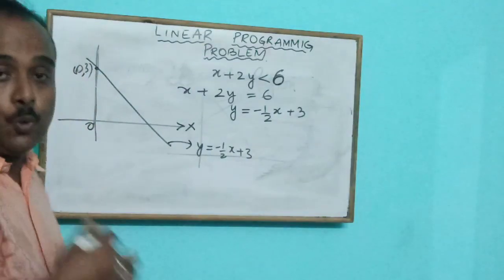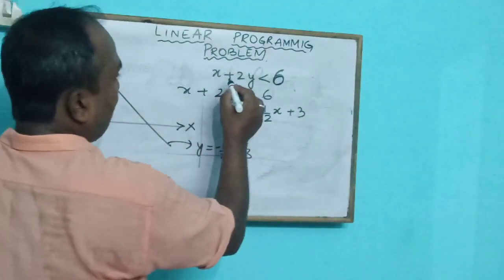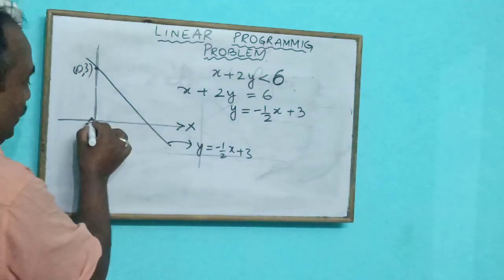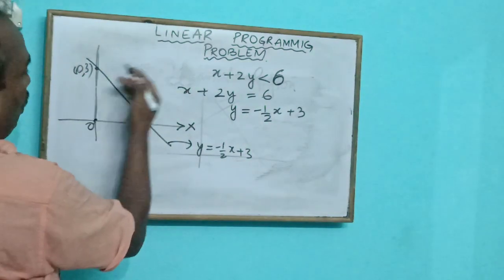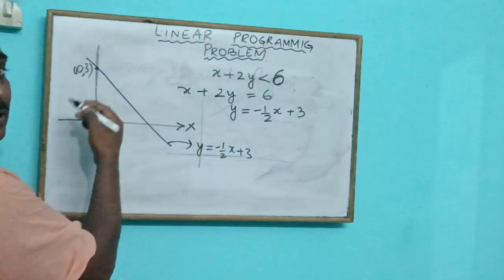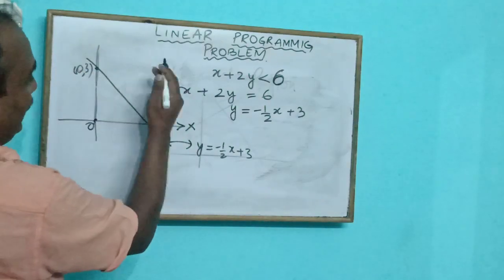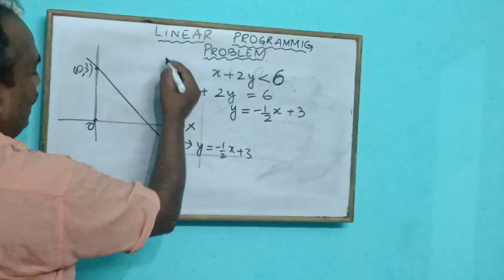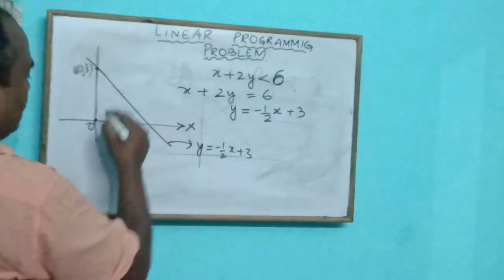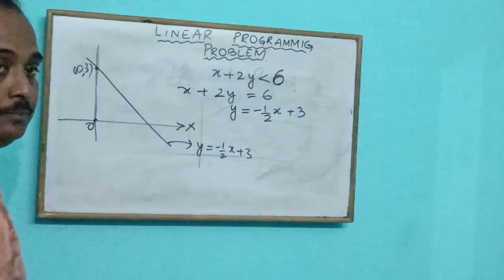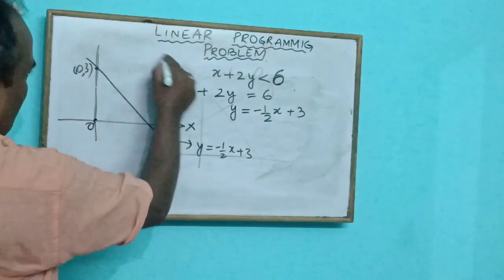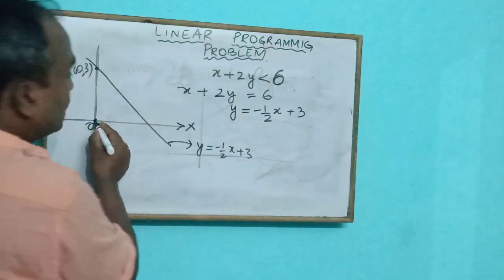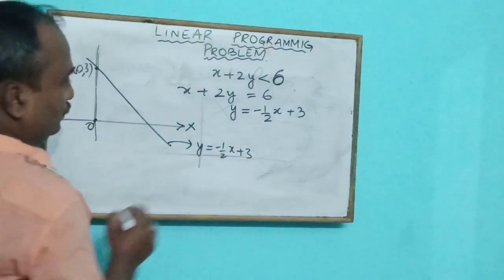So how to know which portion are those? For that, the rule is we take a point on any side of the line. This line divides the plane into two parts, the upper half and the lower half. So we have plenty of points over here, and plenty of points over here. One point which is very clear to be visible to us is 0, 0.